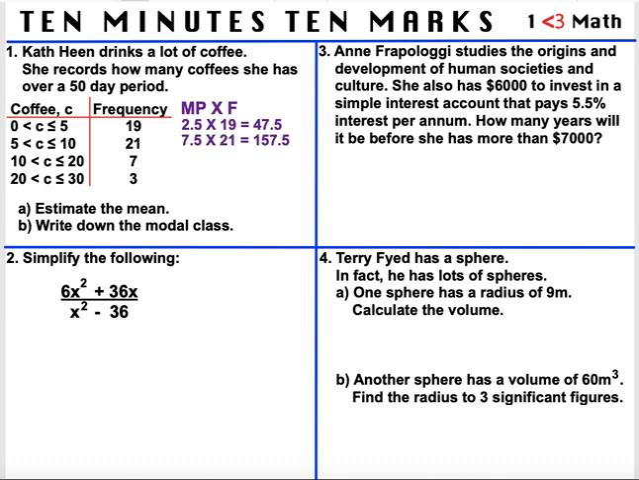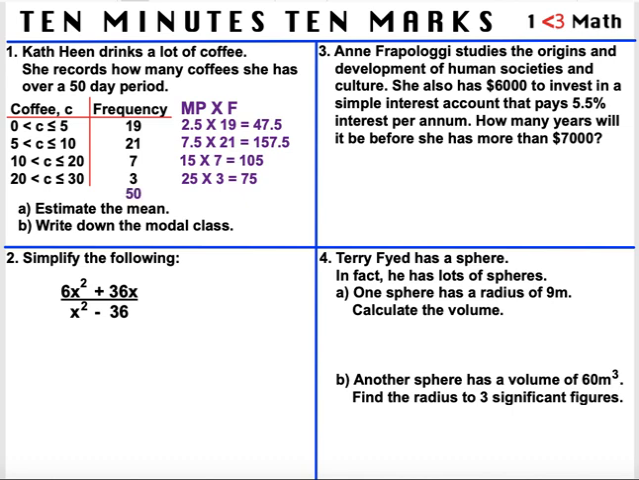7.5 times 21, which is 157.5. The next midpoint, because it goes from 10 to 20, is 15. So we're going to do 15 times 7, which is 105. And then the final midpoint is 25. Multiply that by 3, we get 75. So we need to total up the midpoint times frequency. We also may need to total up the frequency, though it does tell us that it's a 50-day period. Just to check, yes, that does add up to 50.